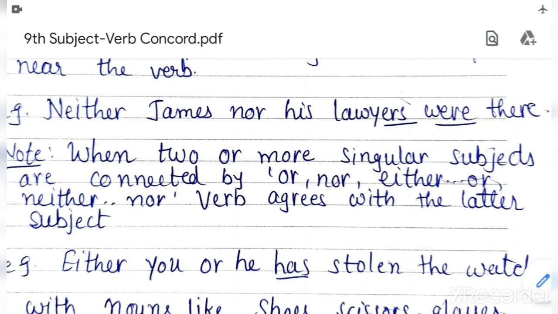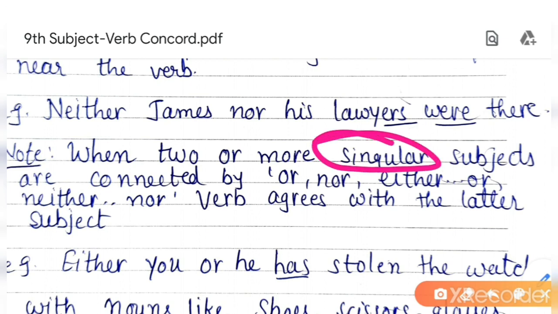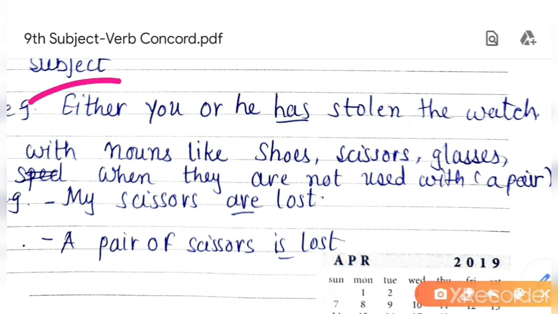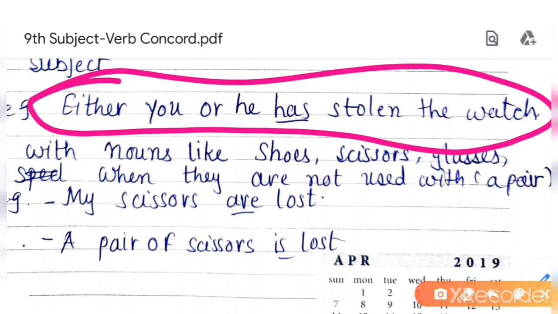When two or more singular subjects are connected by or, nor, either or, neither nor, the verb agrees with the latter. Latter मतलब पीछे वाला, बाद वाला. Former means आगे वाला, latter means पीछे वाला. Either you or he has stolen the watch. See, this is the important rule. Either you or he has stolen the watch. So here we have put has.